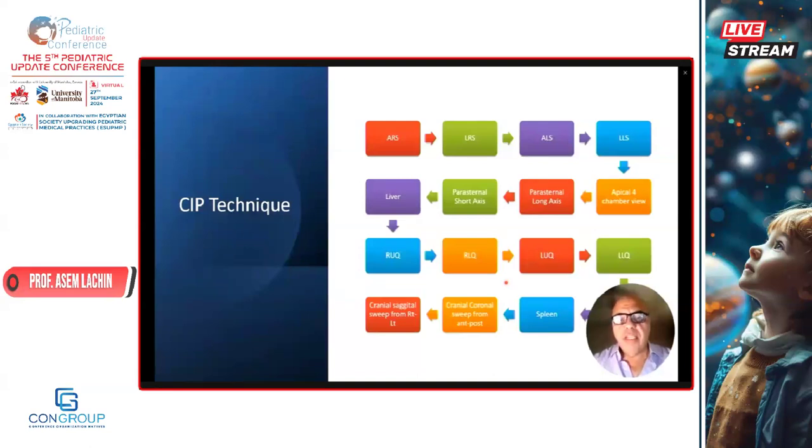And finally, we'll end by 2 sweeps on the brain, or cranial ultrasound, one for the coronal sweep and the other for the sagittal sweep. So start by the lung, finished by the brain, passing through around 16 steps of sweeps and 16 locations of sweeps.